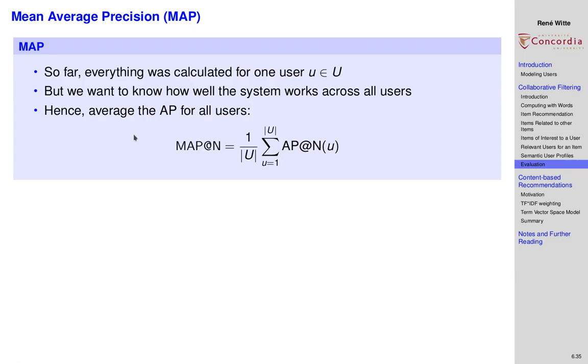So for this, I don't have an exercise on the worksheet. This would just be computing the sum and an average, so that's not really hard. You just have to understand that for a system, this is what you would want to report.